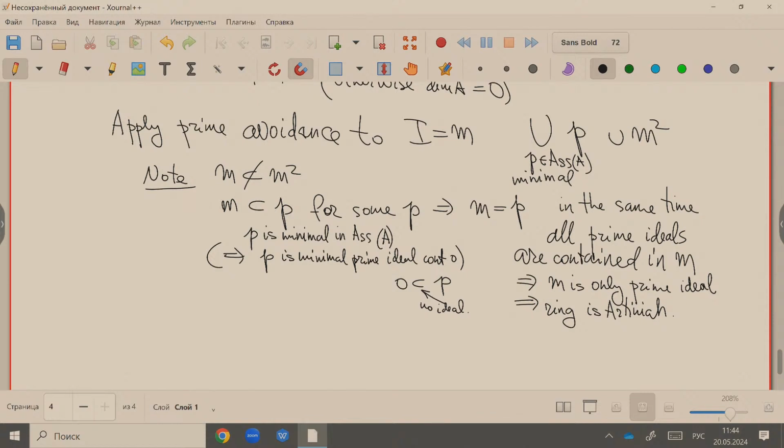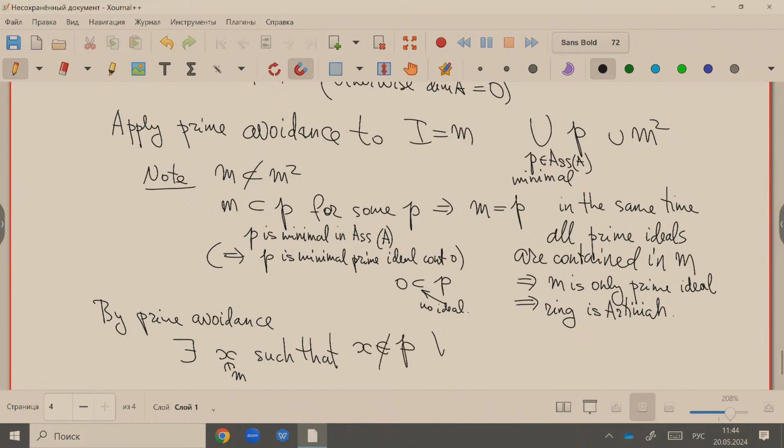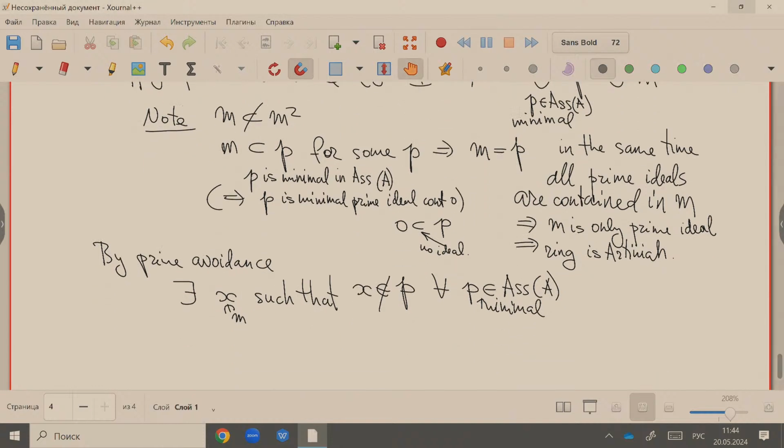So we are able to apply prime avoidance. Since we are able to apply prime avoidance, by prime avoidance there exists an element x in the maximal ideal such that x is not inside P for any P minimal in the set of associated prime ideals, and also x is not inside M squared.